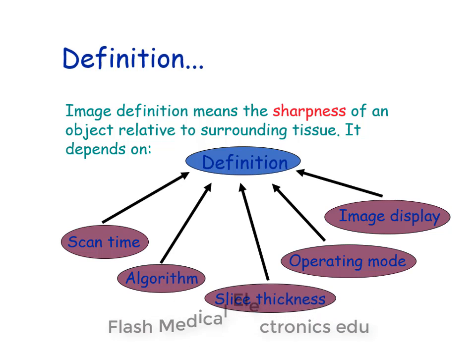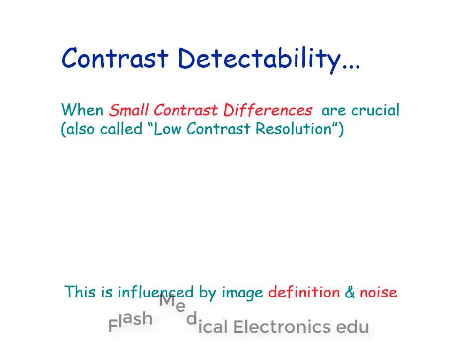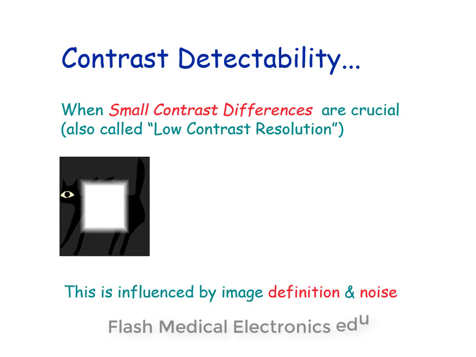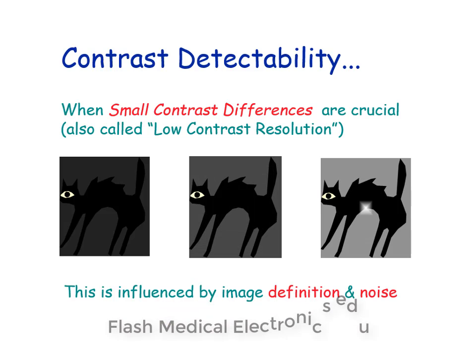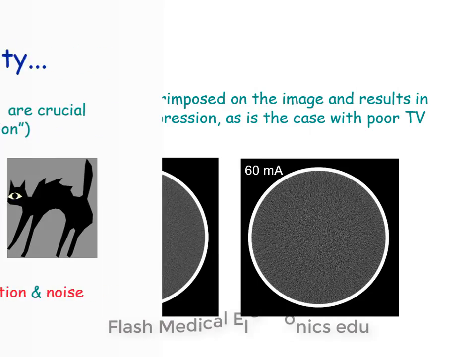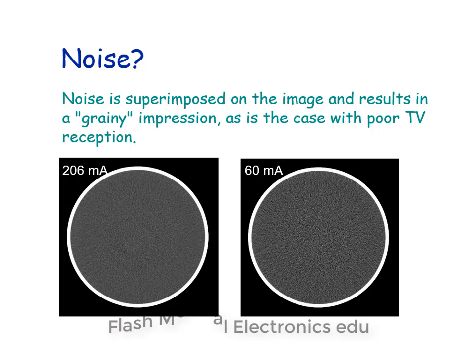It depends on definition, when small contrast differences are crucial. Also called low contrast resolution. This is influenced by image definition and noise. Contrast detectability. Noise is superimposed on the image and results in a grainy impression, as is the case with poor TV reception.